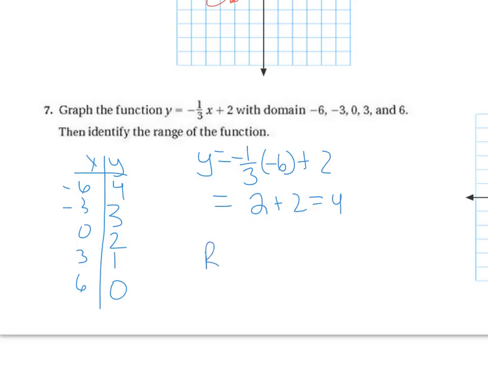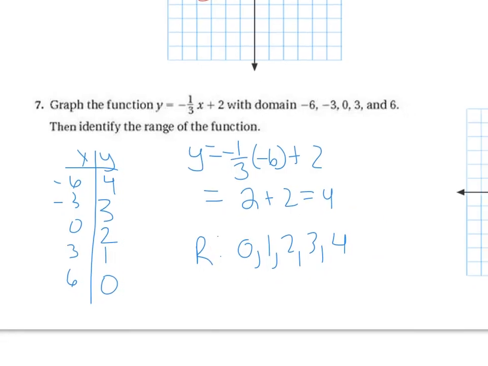So here's the range. It would be 0, 1, 2, 3, 4. You always do it in order. Not that it appears in the table, but in order from least to greatest. And you never write repeats either. Okay? So we need to graph these now.